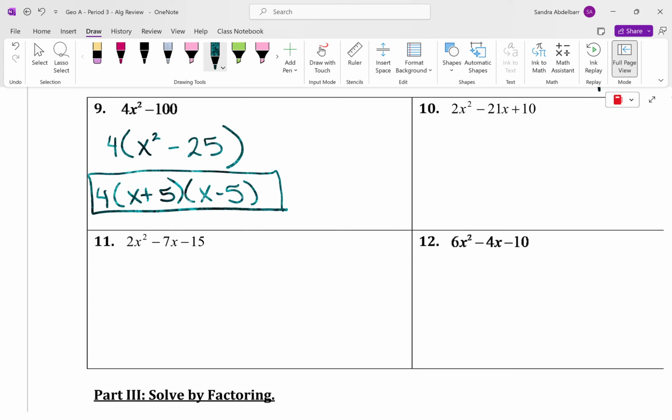All right, number 10. In my mind, I hate reviewing, because if there were 10 different teachers, every single one of those 10 teachers taught this a different way. And I don't know who you had for Algebra 1 or how that person taught it. I really don't know. So how is number 10 different from all the other ones we've done? PJ? You can't get a GCF, and there's a 2 in front. Yeah, there's 2, 21, 10, no GCF there.